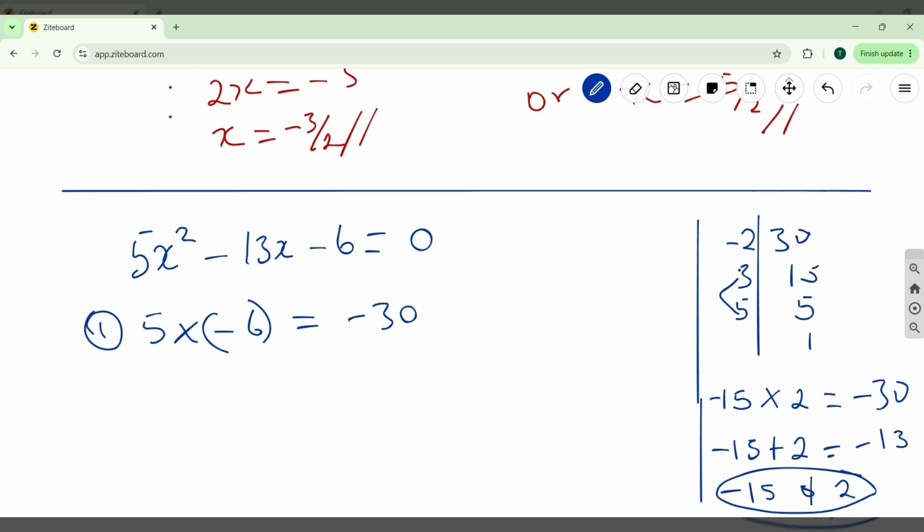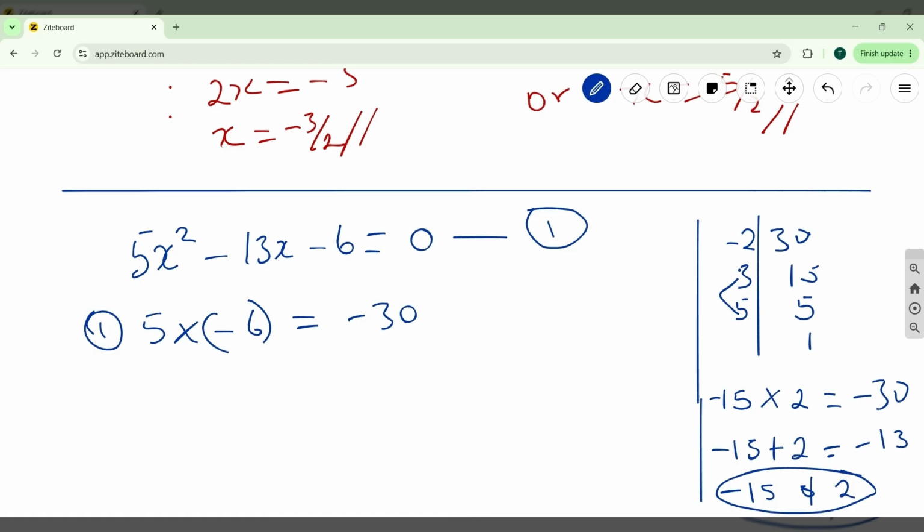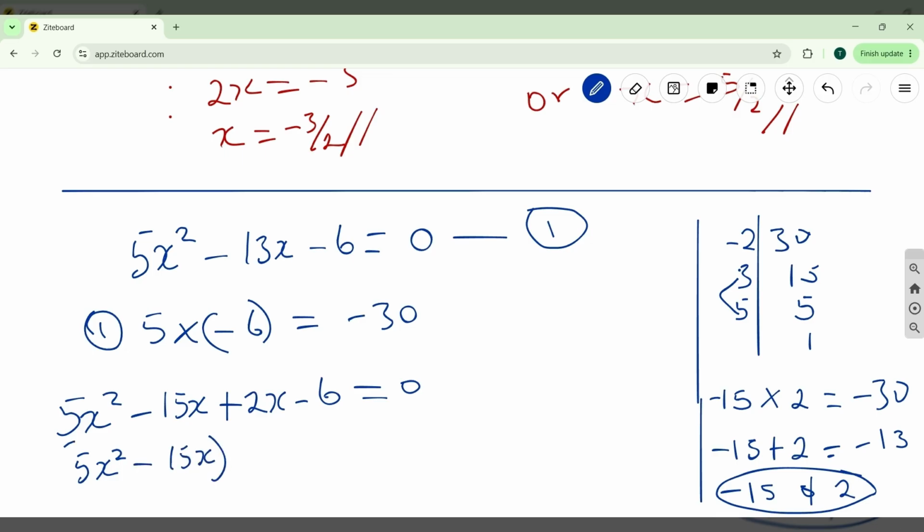All right, so quickly we now know that those two numbers are minus 15 and 2. So we just proceed by saying substitute those numbers into the equation 1. So this becomes 5x squared minus 15x, remember, minus 15, and then plus 2x, because that value was positive 2, then minus 6 is equal to 0. This becomes 5x squared minus 15x plus 2x minus 6 equal to 0.